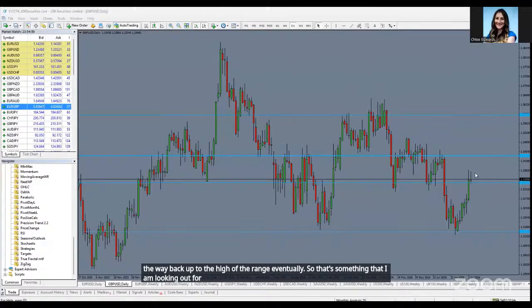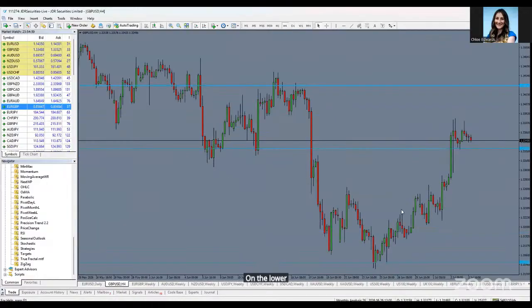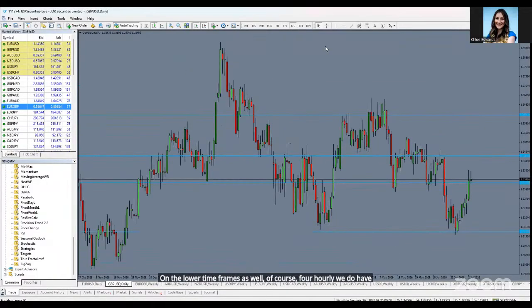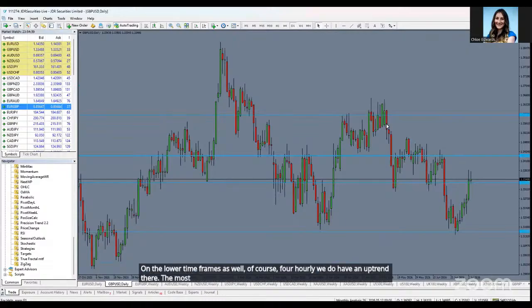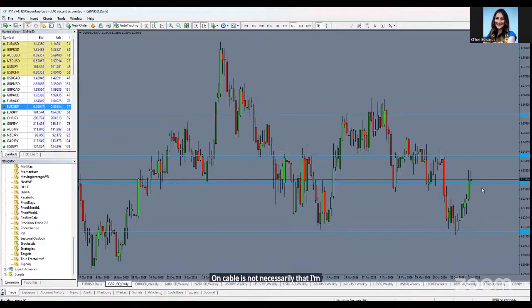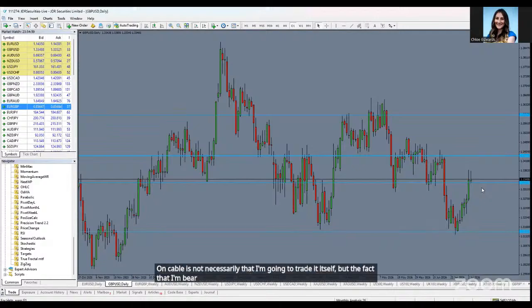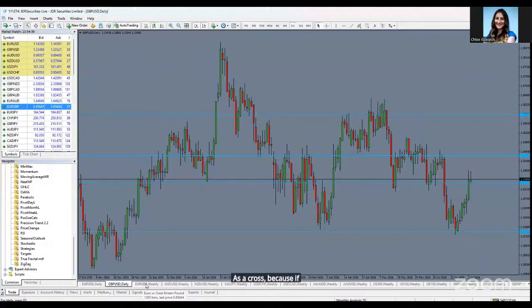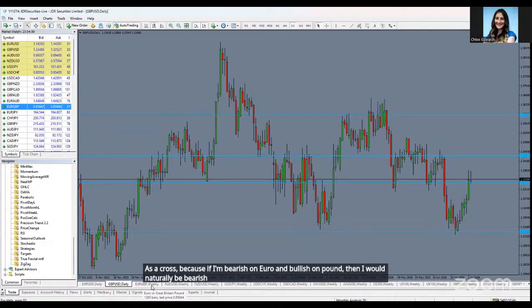So on the daily time frame, I am now bullish. On the lower time frames as well, of course, 4 hourly, we do have an uptrend there. The most interesting thing for me at the moment on cable is not necessarily that I'm going to trade it itself, but the fact that I'm bearish on euro and bullish on pound then makes me want to look at euro GBP as a cross. Because if I'm bearish on euro and bullish on pound, then I would naturally be bearish on euro GBP.